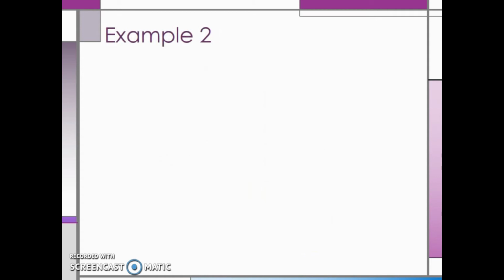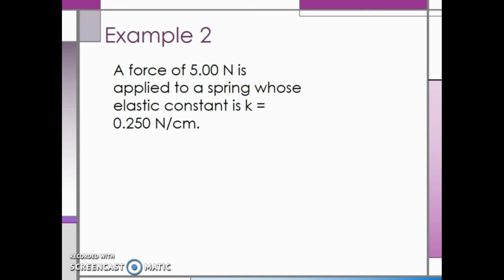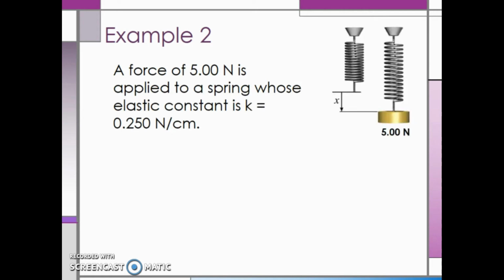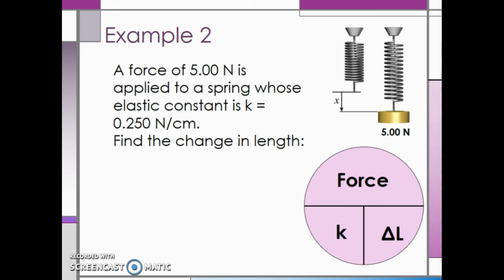Let's take a look at example 2, which is an application of Hooke's law. A force of 5 newtons is applied to a spring whose elastic constant K equals 0.250 newtons per centimeter. Find the change in length. In order to find the change in length, we need to find an equation for change in length. Covering up delta L on the equation circle, we see it is equal to force divided by K.